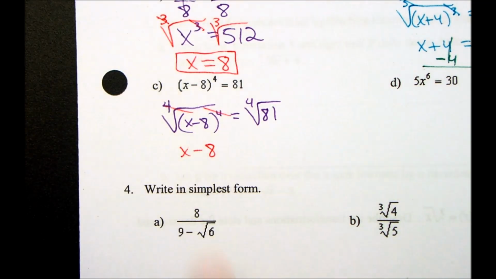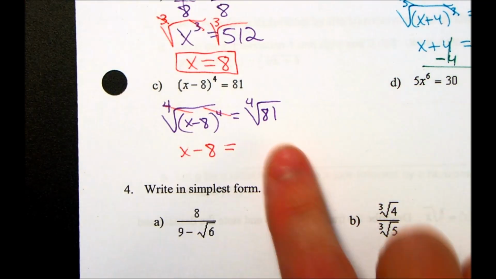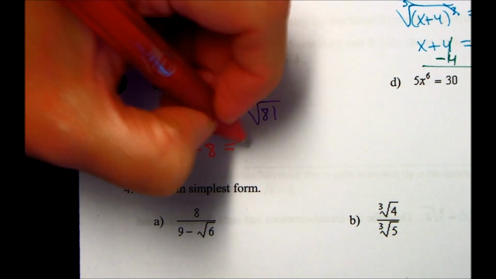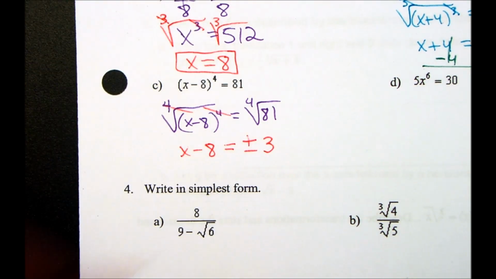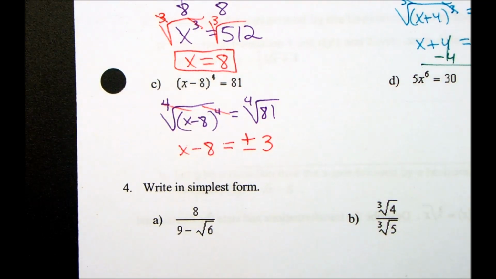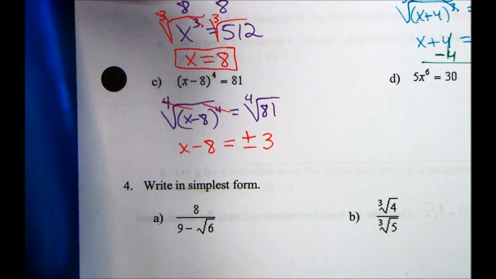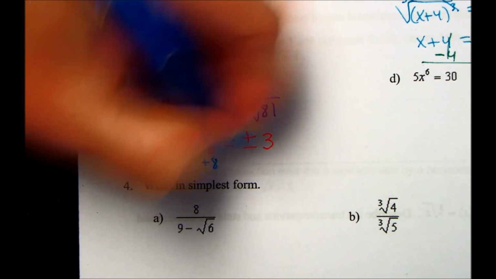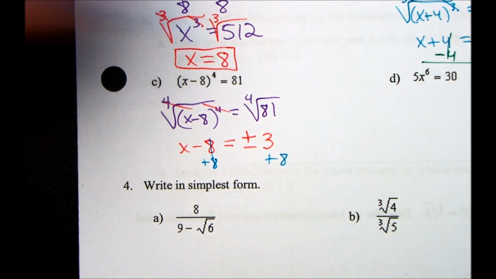So in my next step, the left side simplifies to x minus 8, but on the right side, the 4th root of 81 is a positive and a negative 3. So a positive or negative 3. Those are both the roots of 81 because we have an even root. So in your next step, when you add 8, you're going to actually have 2 solutions.